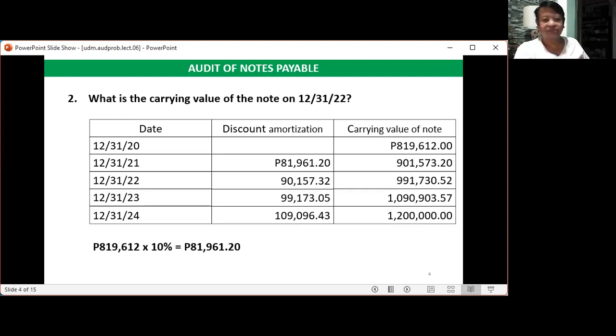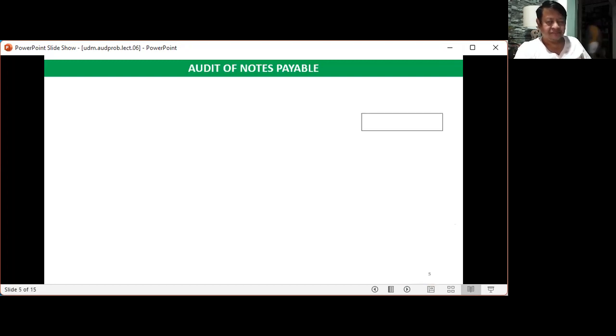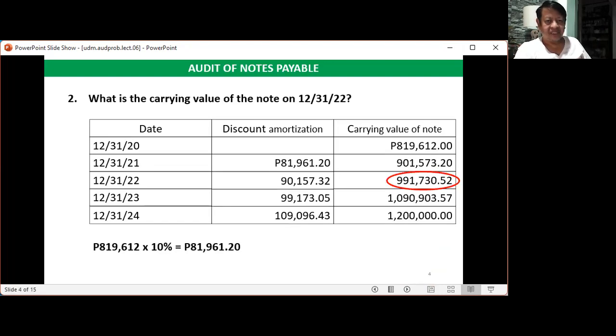Let's go back to the question. What is the carrying value of the note on December 31, 2022? So here we can see very clearly that the carrying value of the note is 991,730.52 based on our computation. So this is the answer to question number 2, the carrying value of the promissory note at the end of 2022.